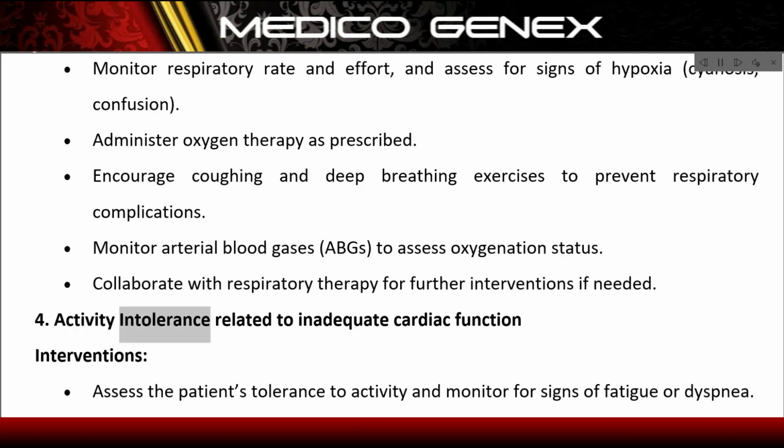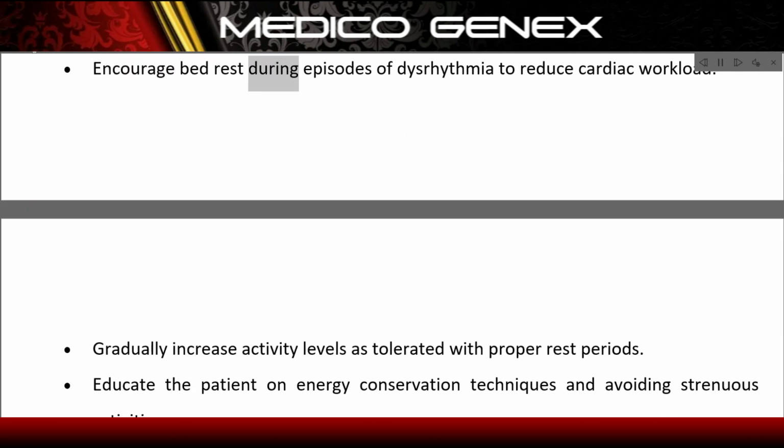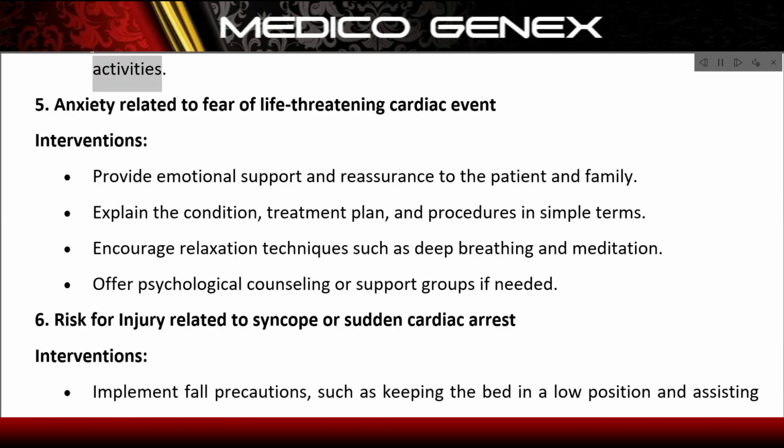4. Activity intolerance related to inadequate cardiac function. Interventions. Assess the patient's tolerance to activity and monitor for signs of fatigue or dyspnea. Encourage bed rest during episodes of dysrhythmia to reduce cardiac workload. Gradually increase activity levels as tolerated with proper rest periods. Educate the patient on energy conservation techniques and avoiding strenuous activities.